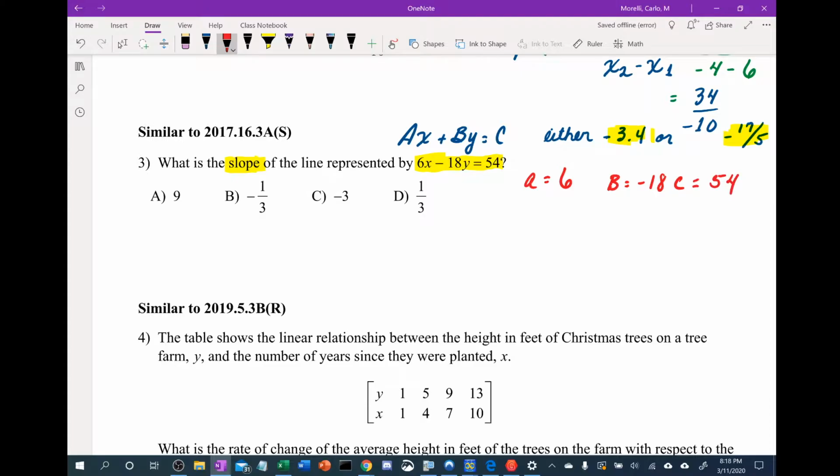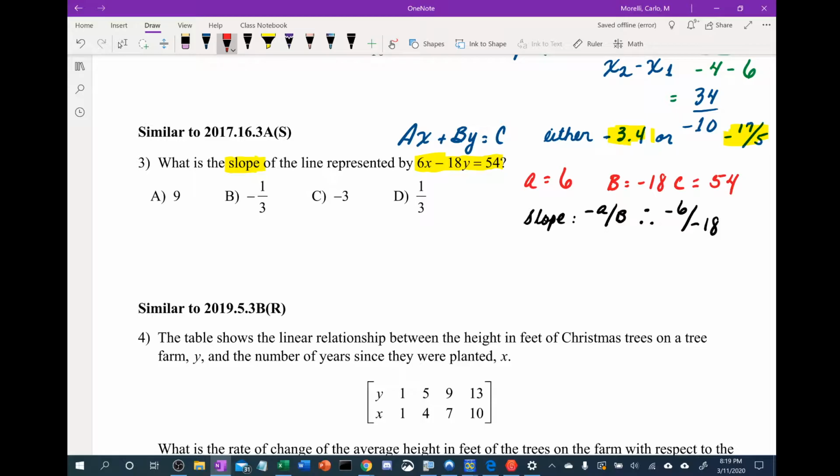Now there's tricks with standard form. One of the tricks is that you can find the slope of standard form equations by simply doing -a over b. So if a is 6, then therefore it's -6 over b, which is -18. Well, now we've got -6 over -18.